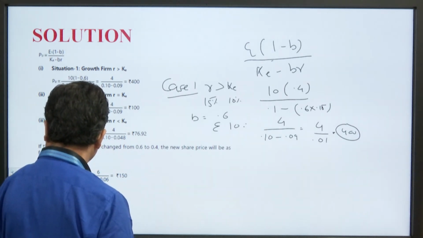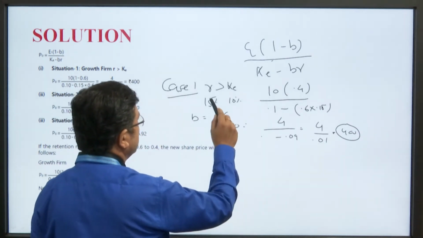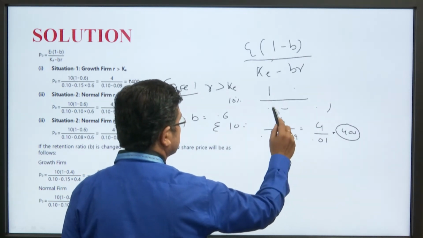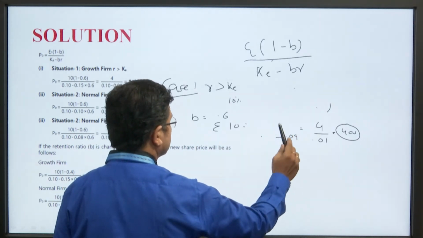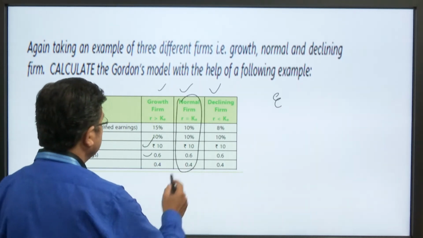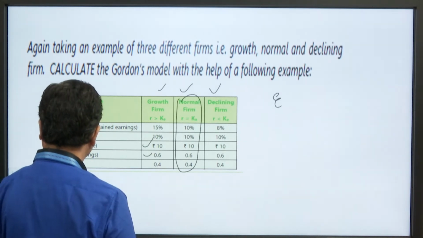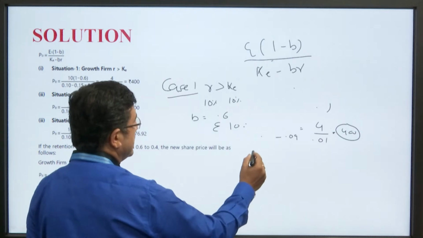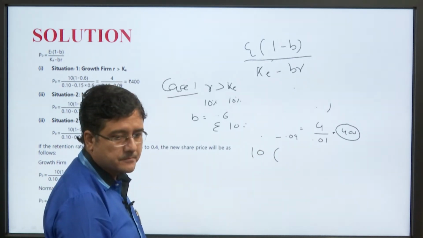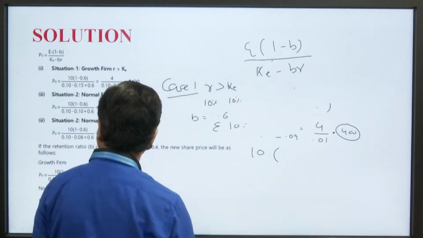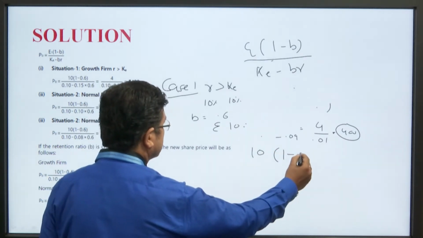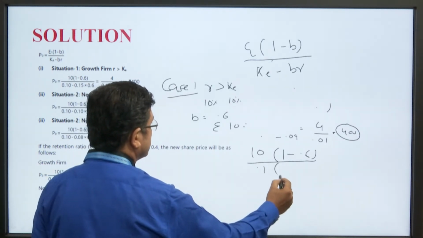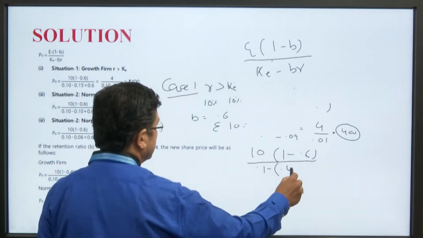Now, when R is 10, clear. So, when R is 10, earning is 10 rupees, 1 minus B, K is 0.1 minus B 0.4 into R.